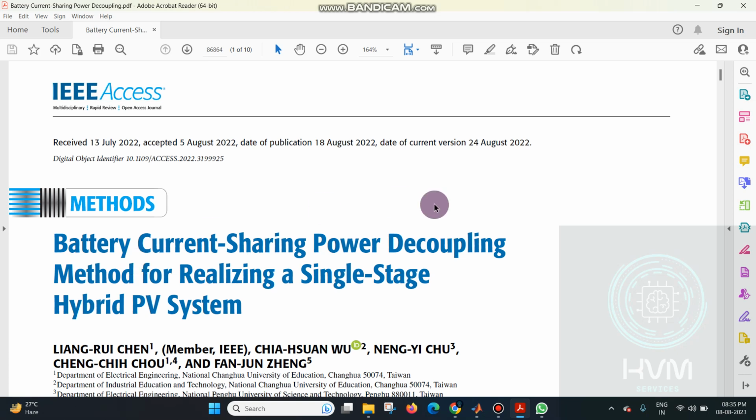Previously, we were using a normal construction to improve the system. The MPPT technique is the method to improve the power efficiency in a PV system, right? In our system, we are using the BCSPD, that means the battery current sharing power decoupling method.